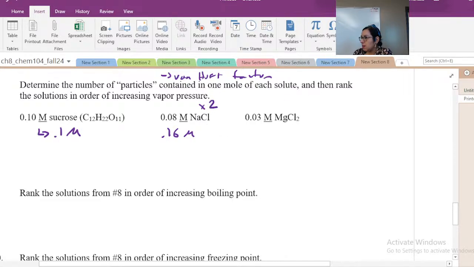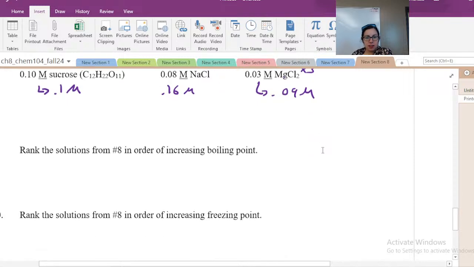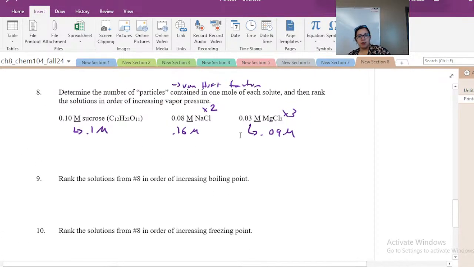And then what about magnesium chloride? How many particles? 0.09, so times 3, which gives 0.09 for the effective molarity. And now you just have to order them. I think the hardest part is understanding their true molarity.